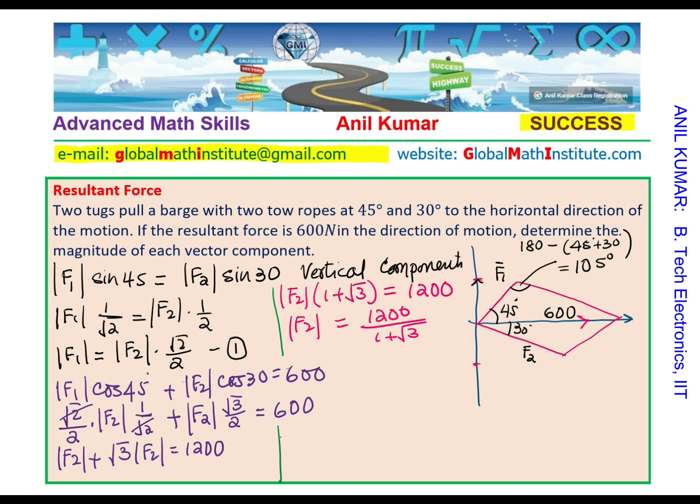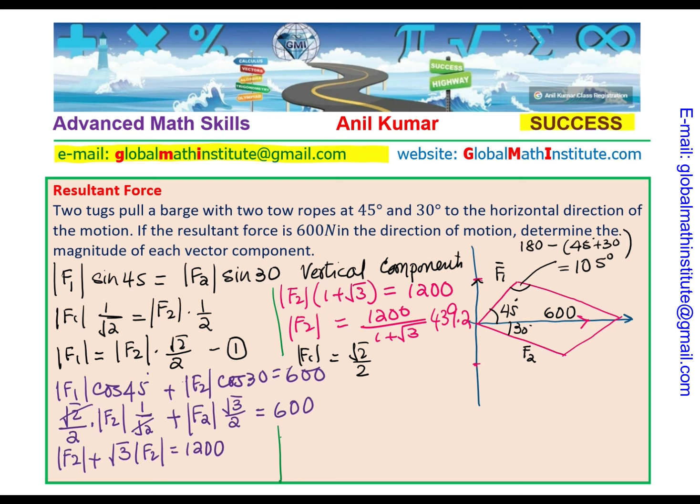So we get 439.2 as F2, right? So now we can find the value of F1, right? Okay, great. So the value of F1 is what? From here we get the magnitude of F1 is square root 2 over 2 of 439.2. Correct? So we'll divide this by square root 2.